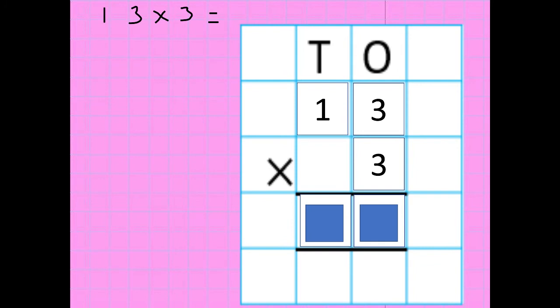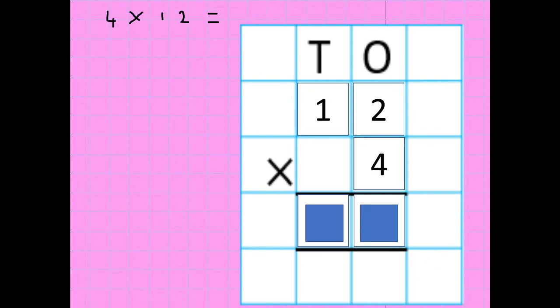Okay, try this one. So we've got 13 times 3. So pause the video, write it down, and find your answer. Okay, so 3 times 3 in the ones column gives us 9. 1 times 3 gives us 3, because whenever we're multiplying it by 1, we know what the answer will be. Okay, good. So well done if you got a 39 on that one.